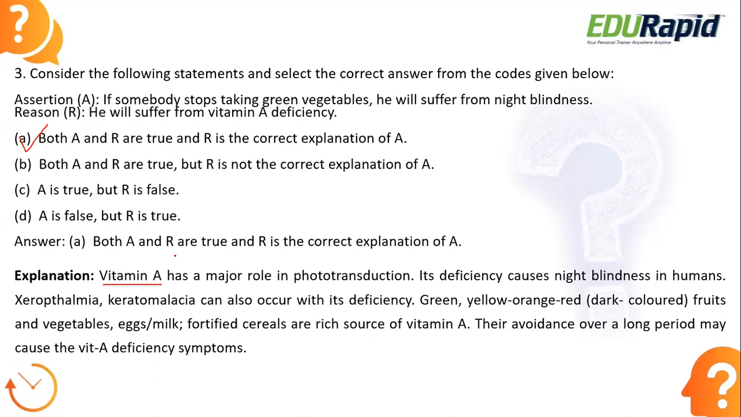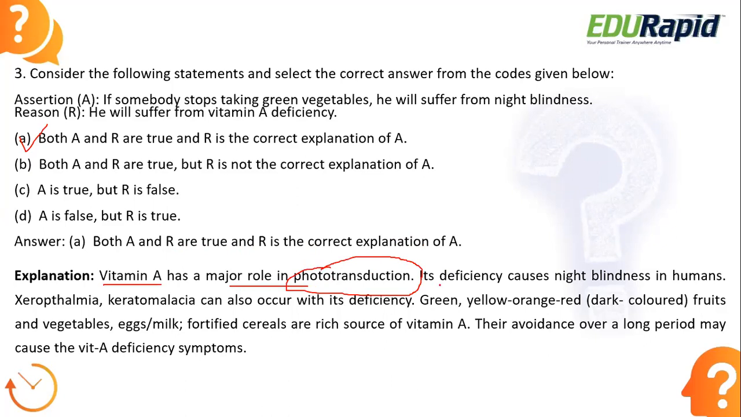Vitamin A is one of the nutrients that our body requires, right? It has a major role in phototransduction. That is, it will convert all the light energy that enters through the lens of our eyes into electrical potential over the cell membrane. So that is the meaning of phototransduction: light into electrical energy, electrical impulses.